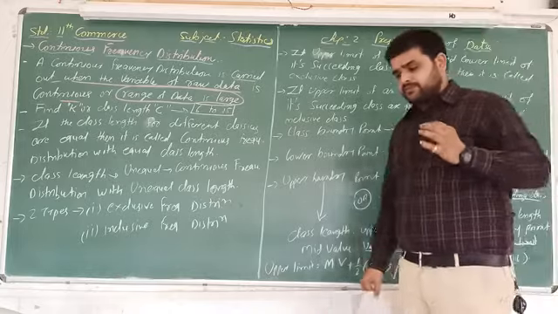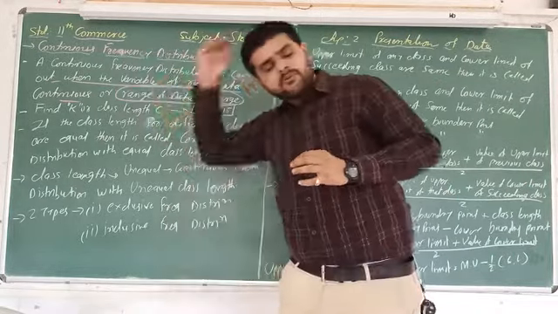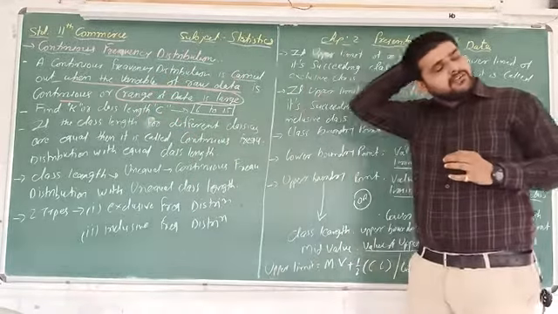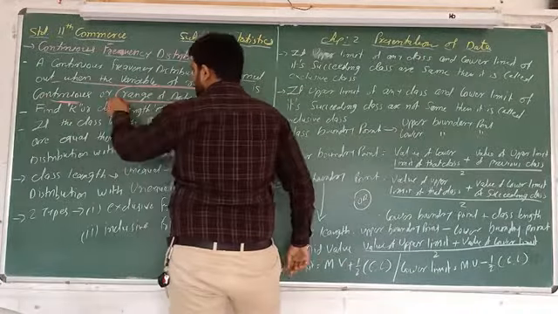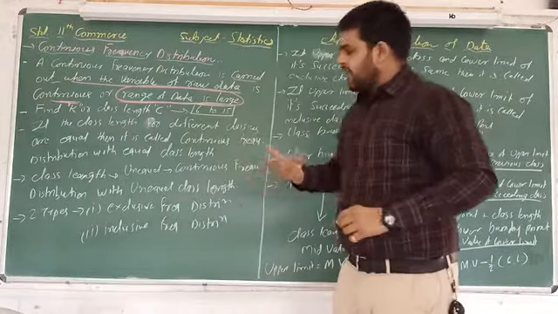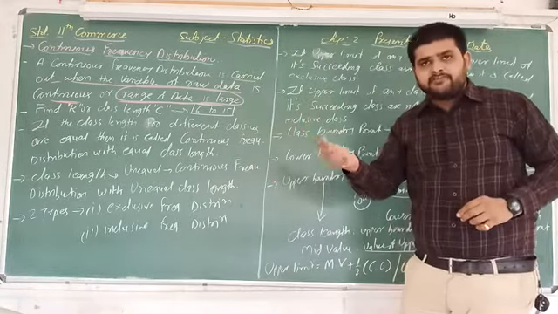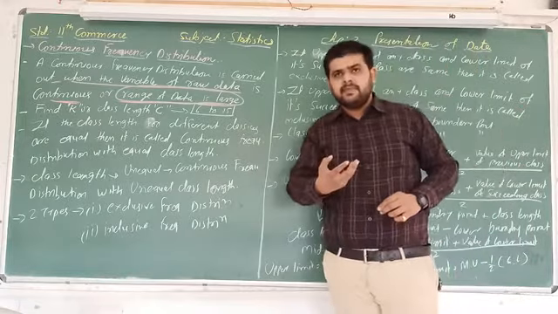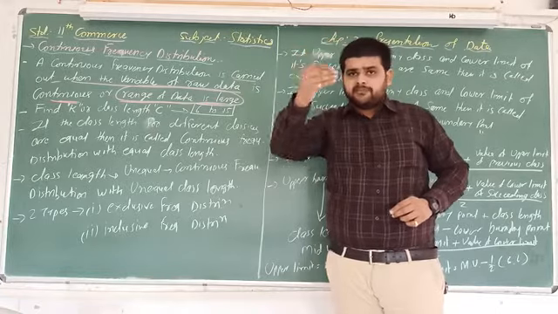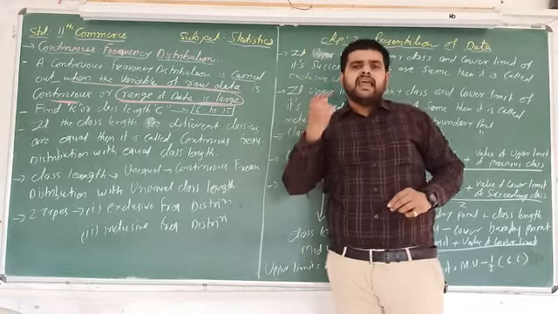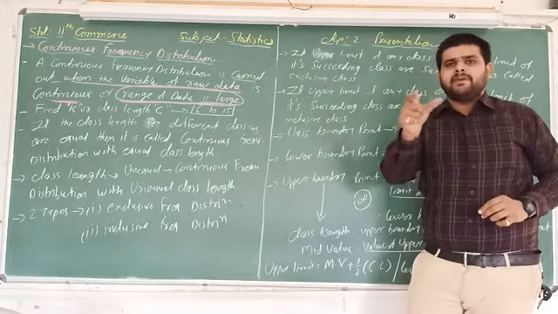First of all, we learn when continuous frequency distribution is used: when the data is in a large form, whether the data is continuous or the range of data is large. As we know, range means maximum value minus minimum value. For example, if the maximum value is 100 and the minimum value is 0, it is difficult to write 0, 1, 2, 3, 4, 5 up to 100. At that time, we have to prepare classes.